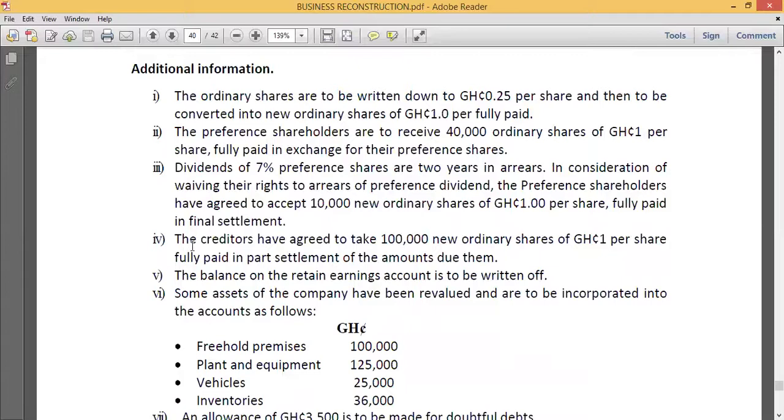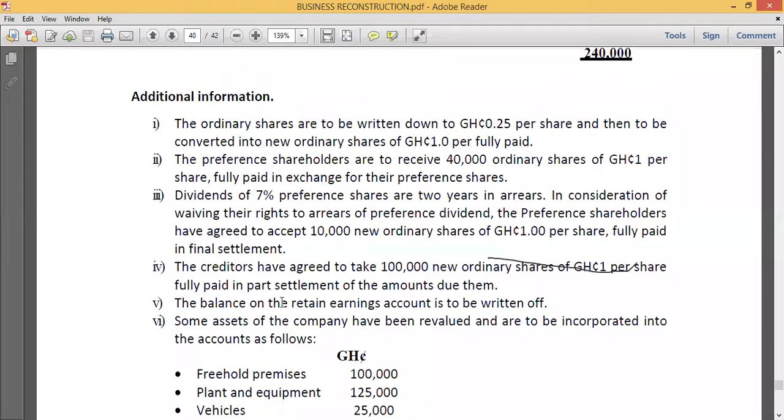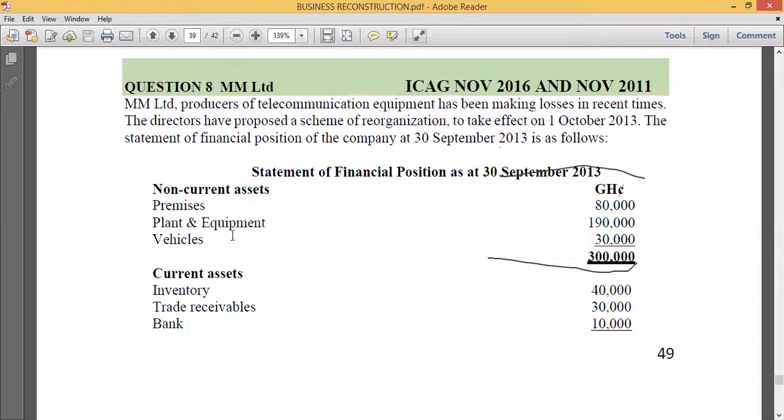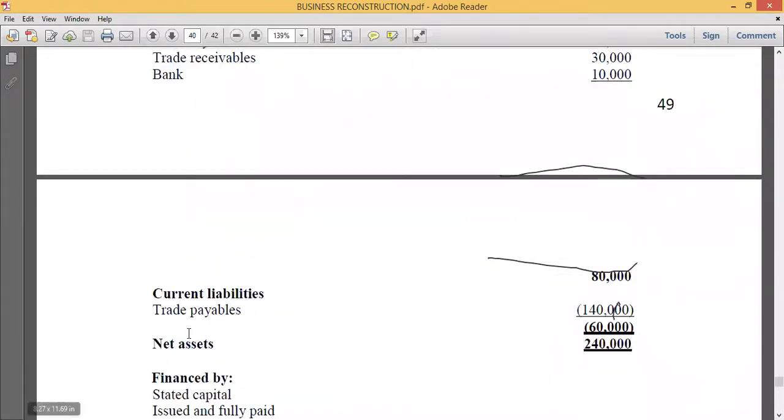Note 4. The creditors have agreed to take 100,000 new ordinary shares of 1 Ghana cedi per share, fully paid in part settlement of the amount due them. Part settlement, not full settlement. So here we can't say that they are going to gain. Let's go and see the creditors. What are the creditors? Trade payables, good.